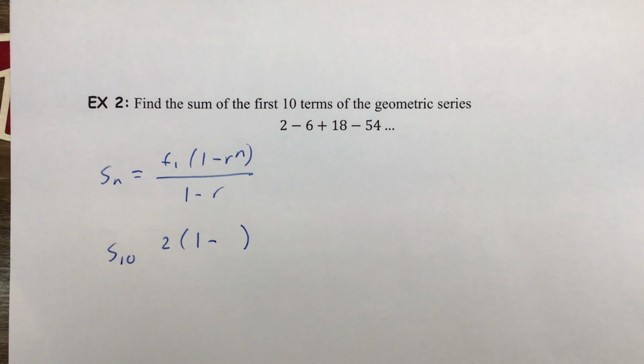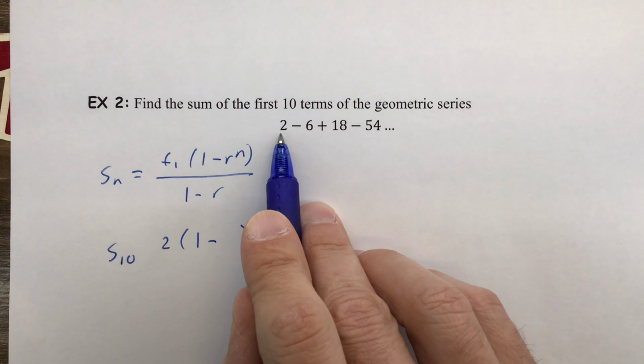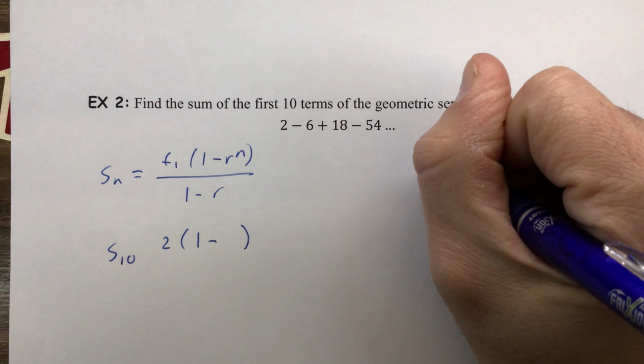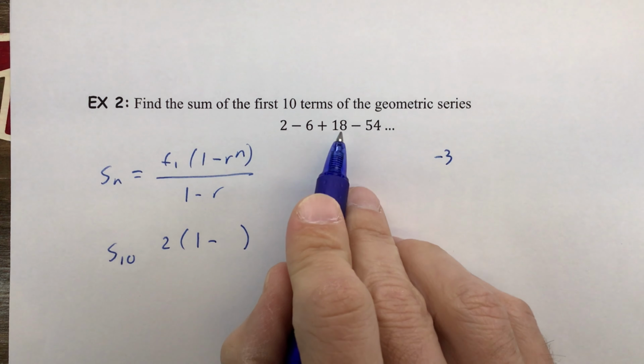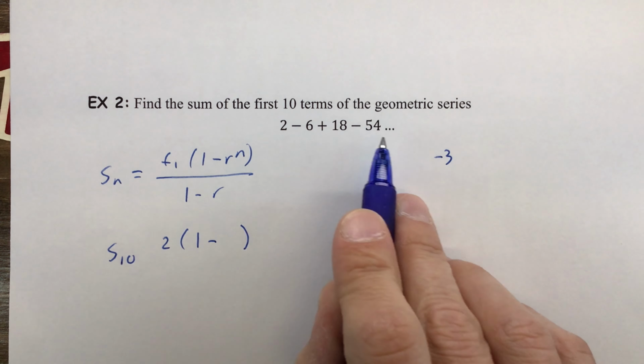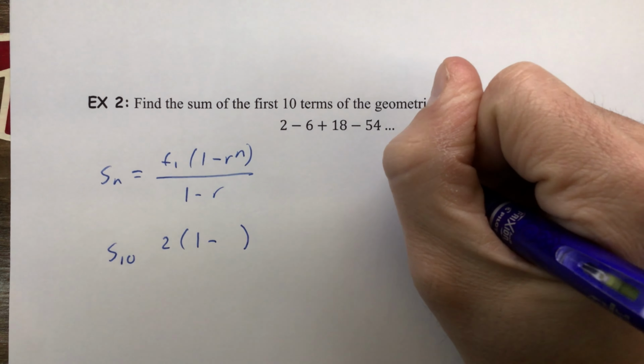Okay, well, if this is a geometric series, what we could do is divide consecutive terms to get that r value. Negative 6 divided by 2, so treat that as a negative 6. Negative 6 divided by 2 is going to give you negative 3. 18 divided by negative 6 is also going to give you negative 3. And negative 54 divided by positive 18 will give you negative 3. So that will be our r value.